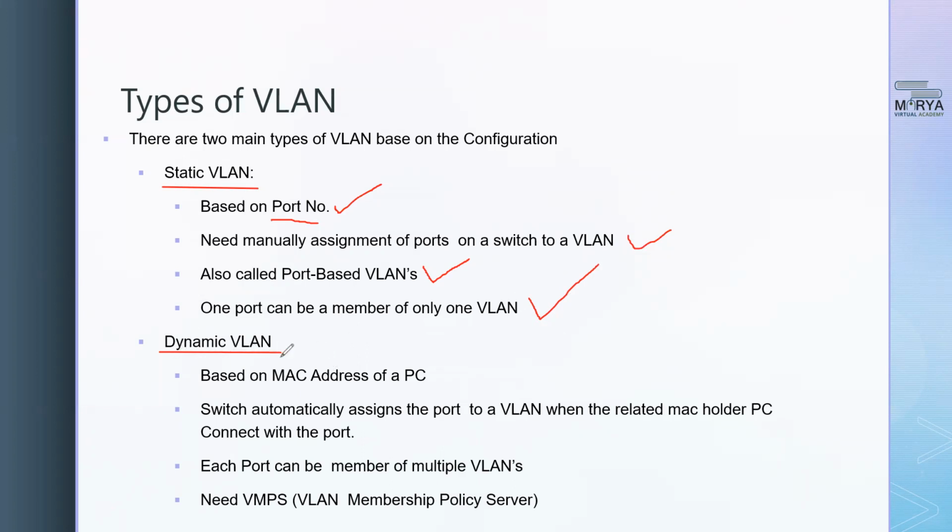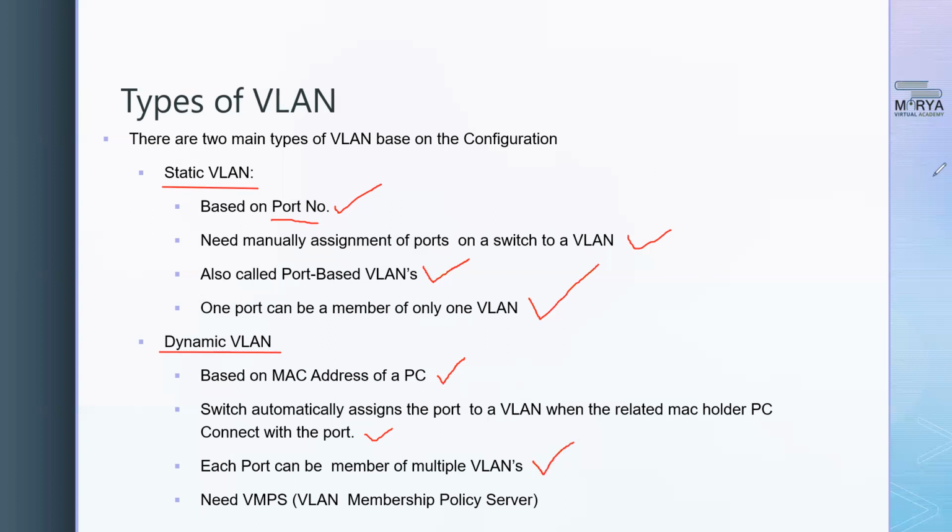The next is dynamic VLAN. Dynamic VLAN is based on the MAC address of a PC. It's not based on port number. We have to specify the MAC address of a computer to a VLAN as a member. So whenever a specified MAC address is detected on any port, that port will automatically become a dynamic VLAN member.